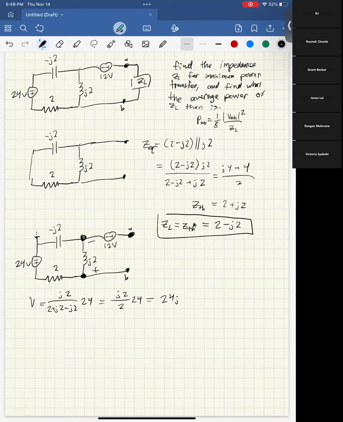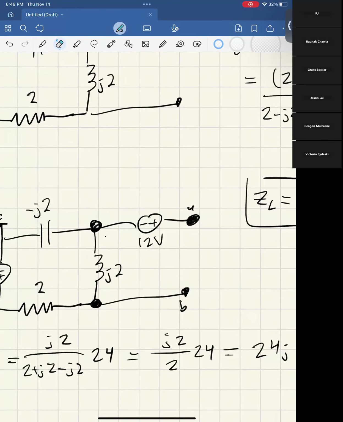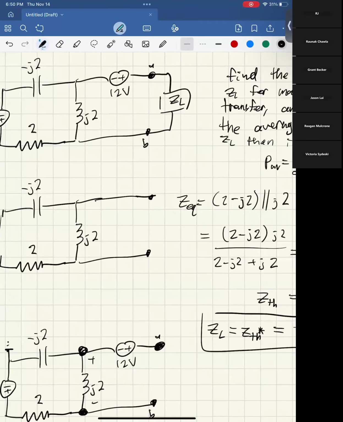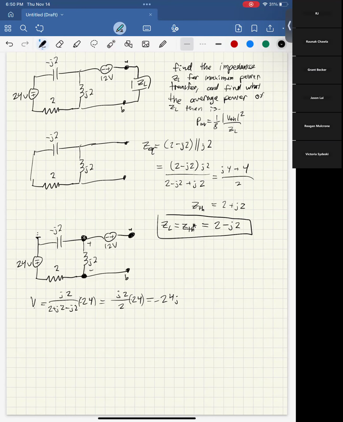But here, it would be more consistent with what we've done in the class so far to say that this is positive and this is negative. So then this would actually be a negative 24. I'll do it like this to make sure it's done properly. If it's negative 24 between here and here, then between here and here it would be negative 24 plus 12. So then this is our VJ2. Then our VTH would be VJ2 plus 12, which would then be 12 minus 24J.